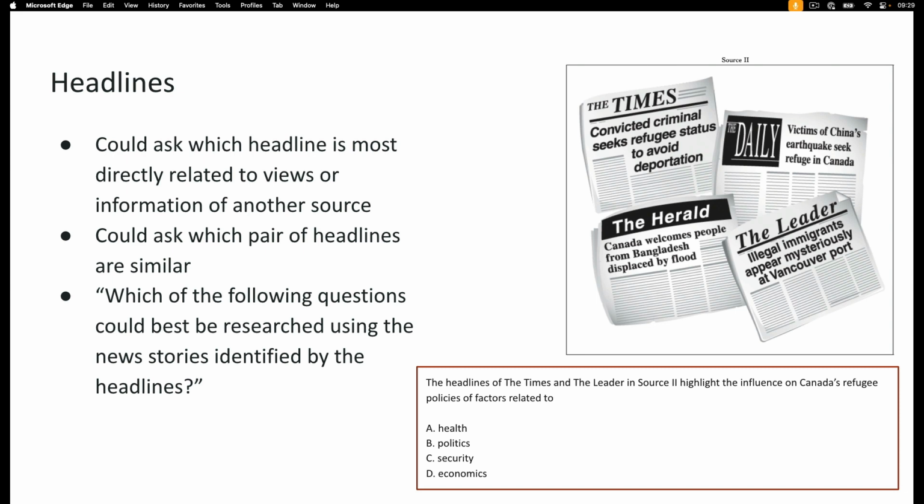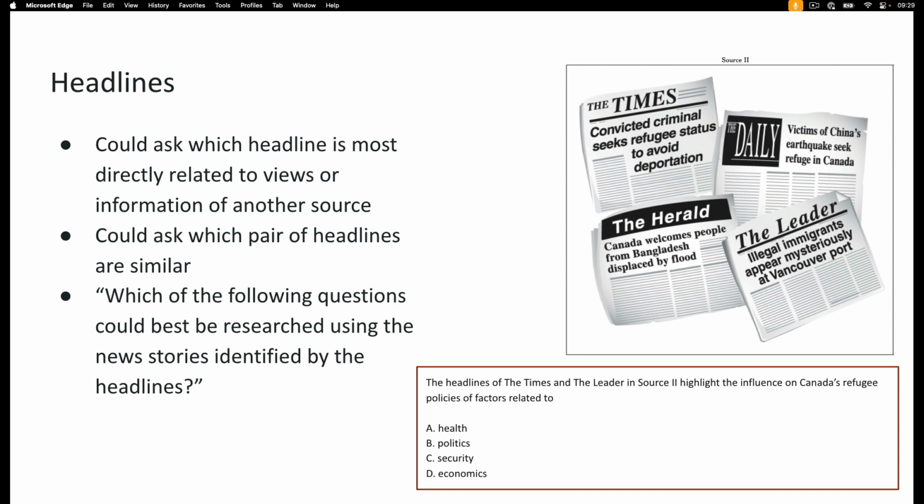Lately, headlines have been really, really popular. Actually, not lately. They've always been popular. And it's going to ask you, maybe, which headline is most directly related to the views or information of another source. So headlines are often used to compare to another source, or which pair of headlines are similar. So which ones are going to be similar to what the question might be asking about. So you have to take a look at all of them.